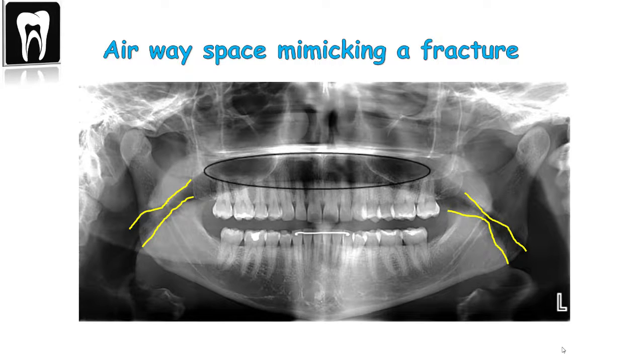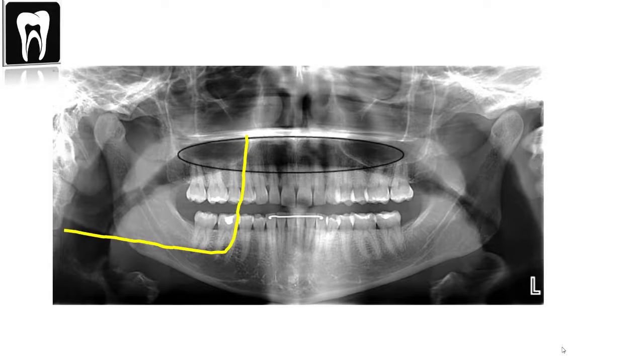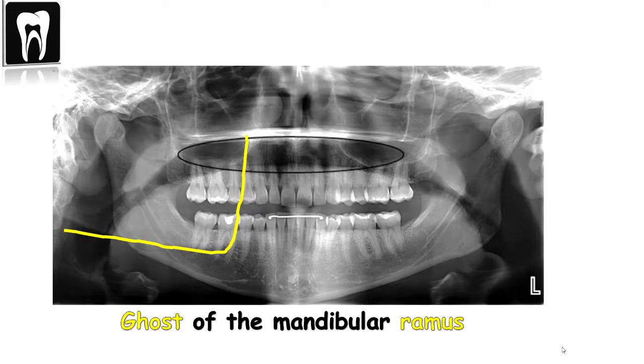In this situation, knowing the anatomy and sometimes an additional image would be helpful to overcome this issue. This radiopaque structure is the ghost image of the other side of the ramus. You can click on the link above for further information on my video about ghost images on panoramic radiographs.